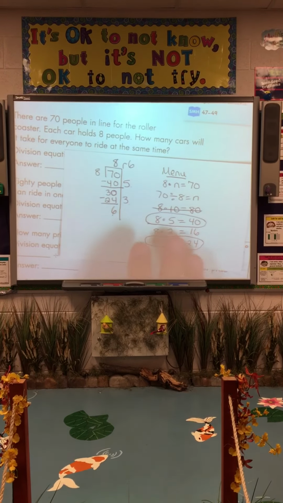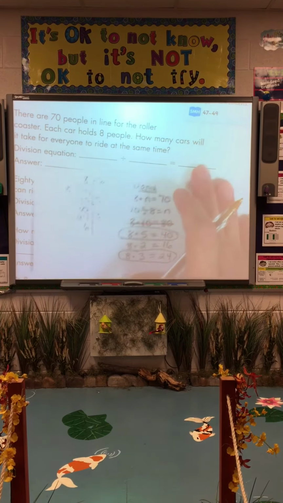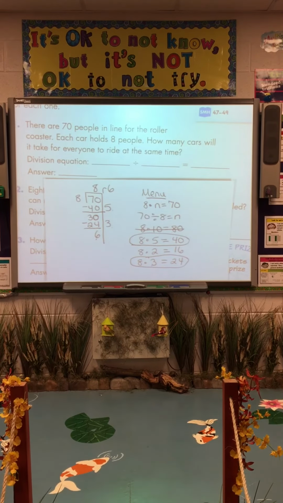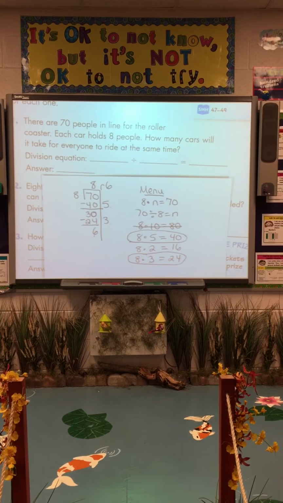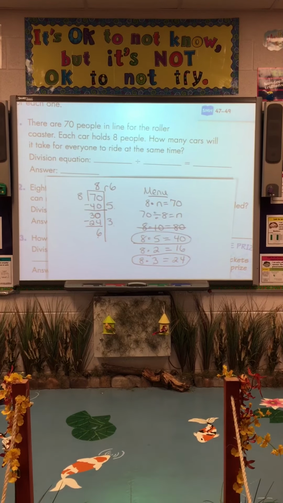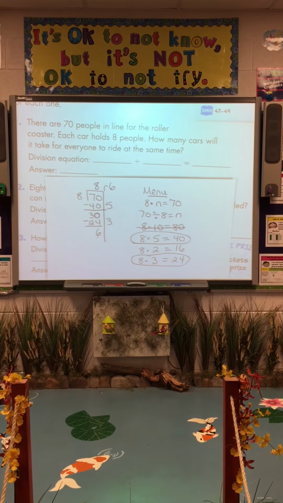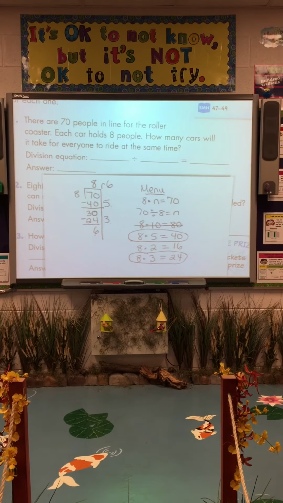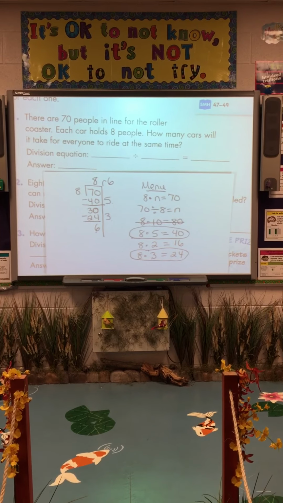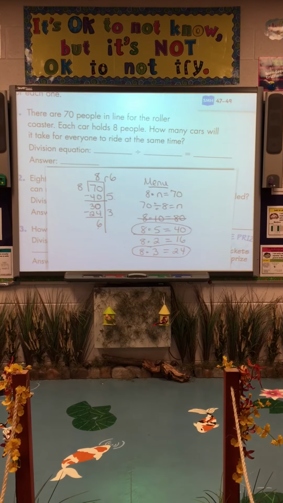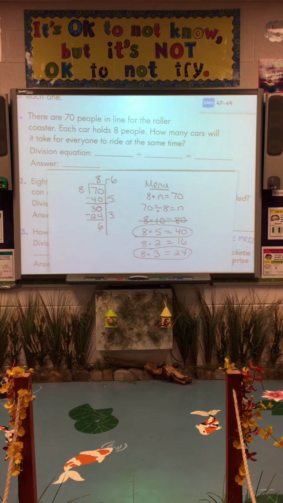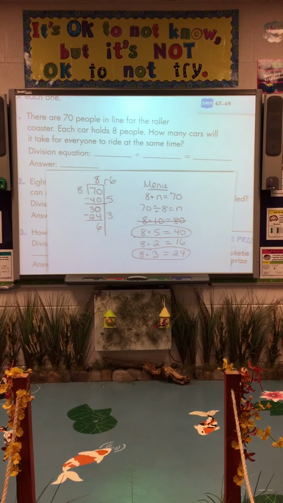Now the next part of this problem, and this is what we're working on with the kids, is to reason through what the problem is saying. It says, how many cars will it take for everyone to ride at the same time? Well, 70 divided by 8 gave me 8 remainder 6. But I can't leave 6 people behind, not on the roller coaster, if we all want to ride at the same time. So because I have a remainder this time, it means I need 9 cars of the roller coaster to hold all 70 people. There will be 2 extra seats, but I need 9 cars because I can't leave 6 people behind.